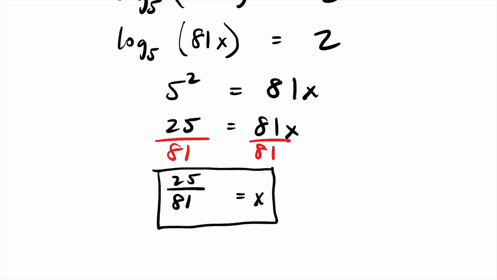It's kind of ugly, but don't change it to a decimal. Leave it like 25 over 81. Just reduce it if you can. If you can't reduce it, leave it like that. Okay. Done. That's step 3. Step 4 is check for extraneous solutions.